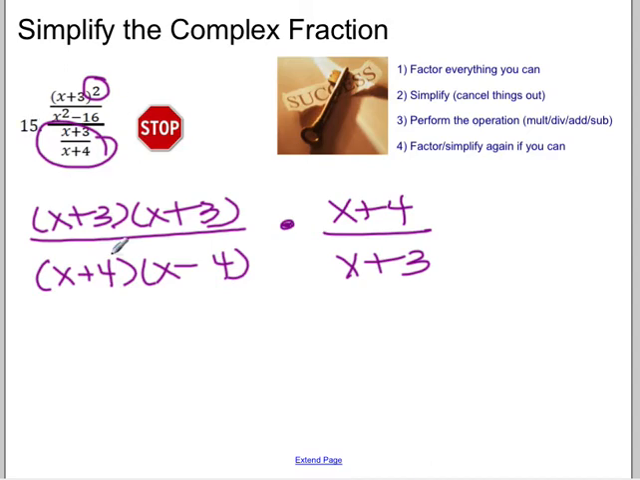Now I see what simplifies to 1. So x plus 4 over x plus 4 is 1, so that's gone. And then x plus 3 over x plus 3. And then I have x plus 3 over x minus 4. So then that is my final answer.